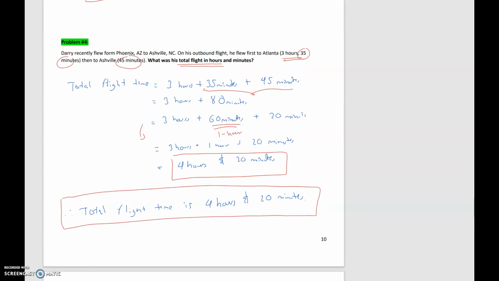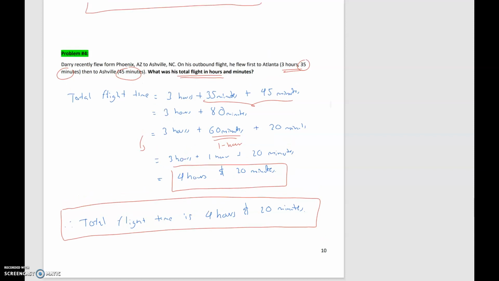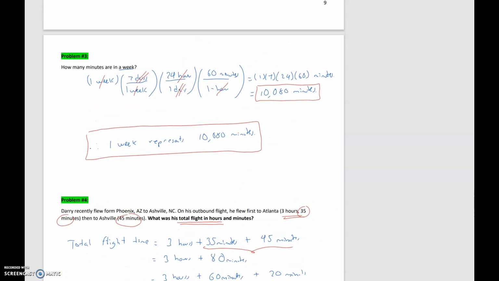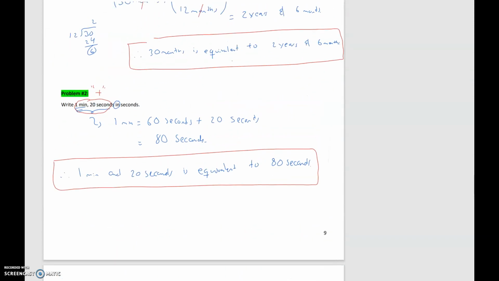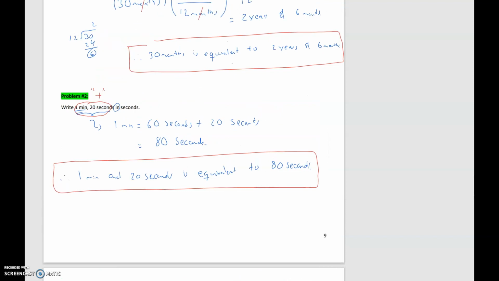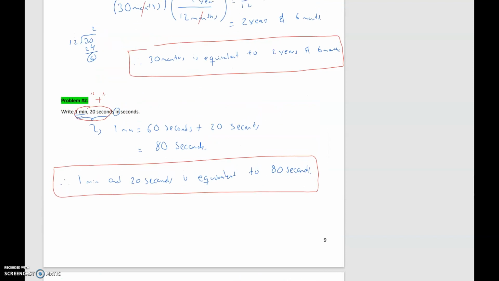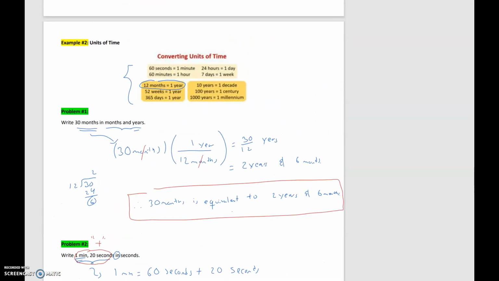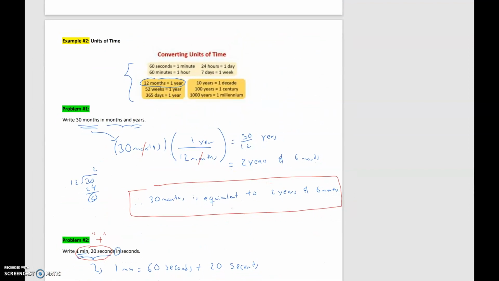I'll put the other problems in the other video. So let me just quickly display them all again. That's problem 4 in hours and minutes. Problem 3, that would be 10,080 minutes as a final answer for 1 week. 1 minute and 20 seconds in seconds is 80 seconds. And then the very first one that we did was months and years, so technically 2 years and 6 months.